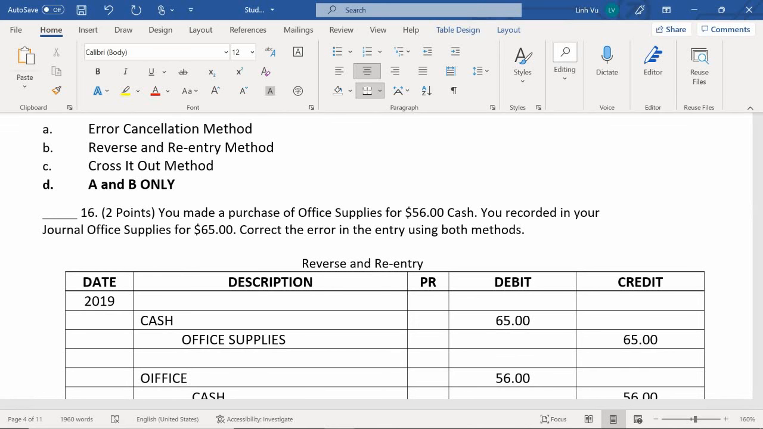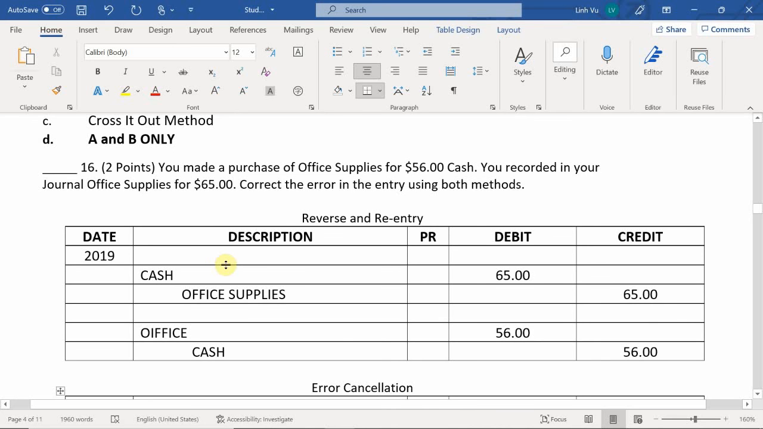But how do I determine which account I'm going to be debiting and which account I'm going to be crediting? So if I have too much cash, right? Does that mean I have too much office supplies? No. Okay, so if I originally only bought $56 worth of office supplies and I recorded it for 65, I have too much office supplies because I'm supposed to only have $56. But because I made the mistake and recorded at $65, I have too many supplies. So my office supplies is overstated.